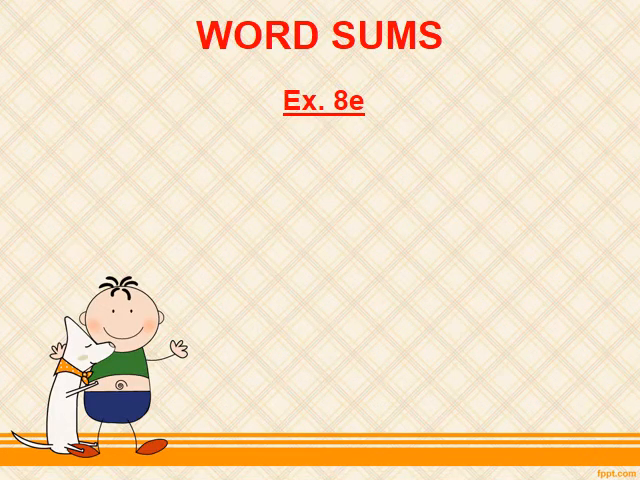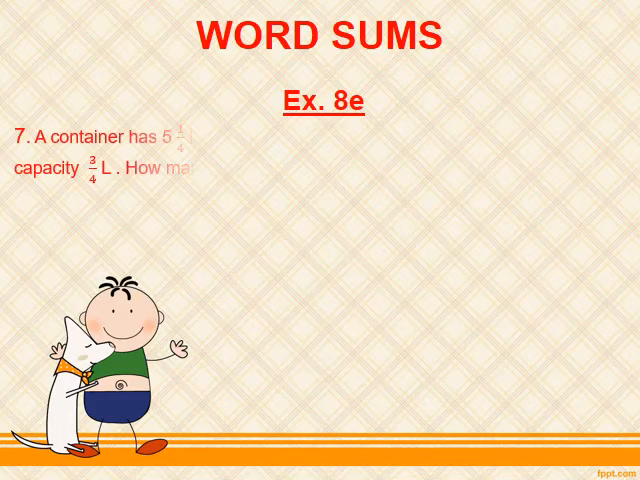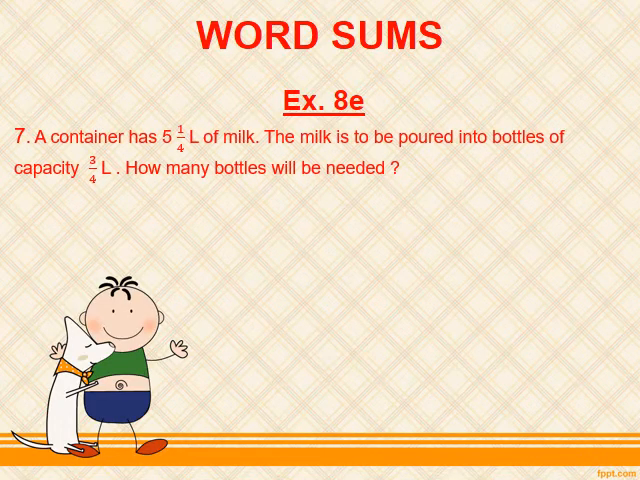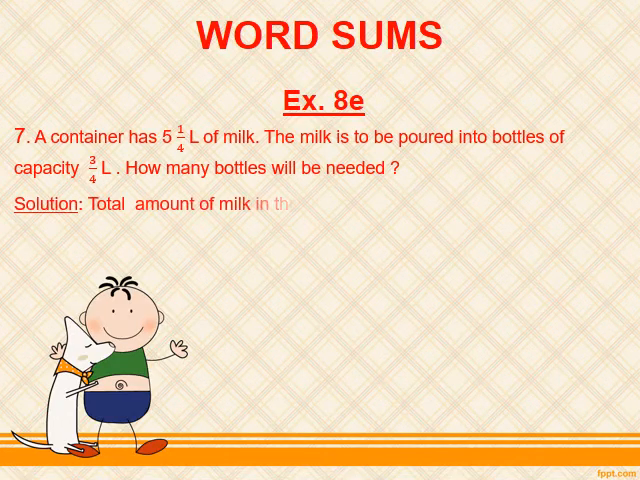Now children, let's come to the next question of this exercise, which is question number 7. The question is, a container has 5 1 by 4 liter of milk. The milk is to be poured into bottles of capacity 3 by 4 liter. How many bottles will be needed? So let's see the solution of this word sum.